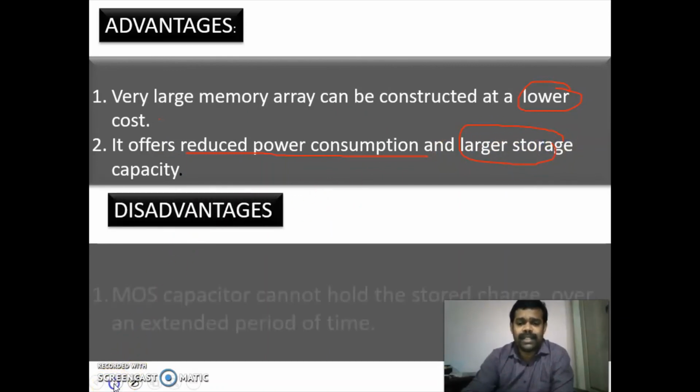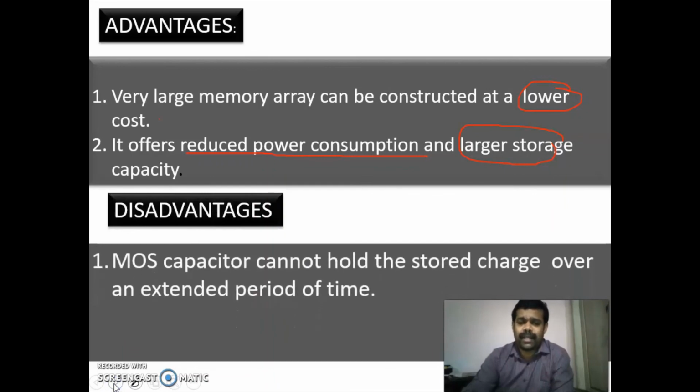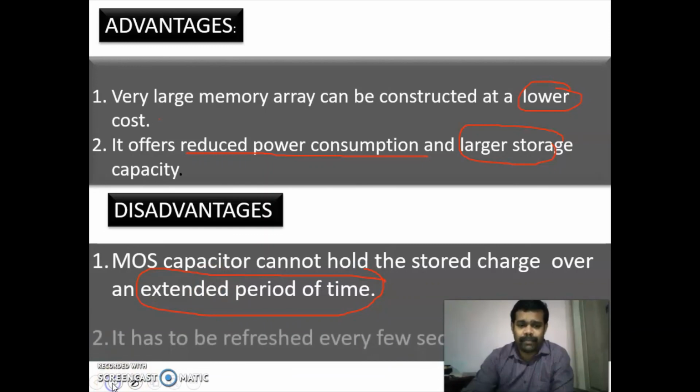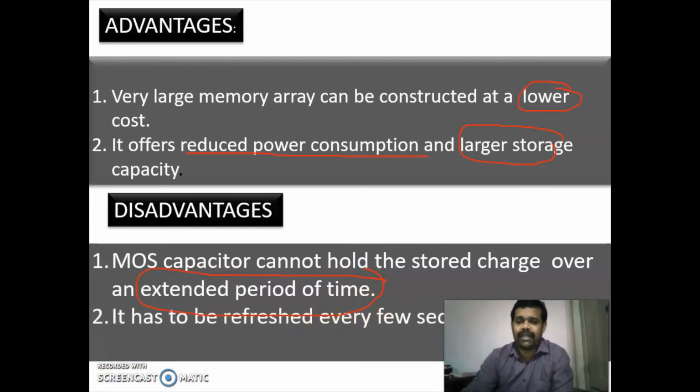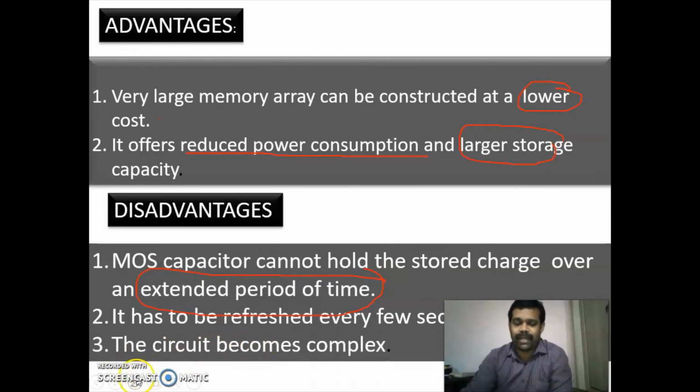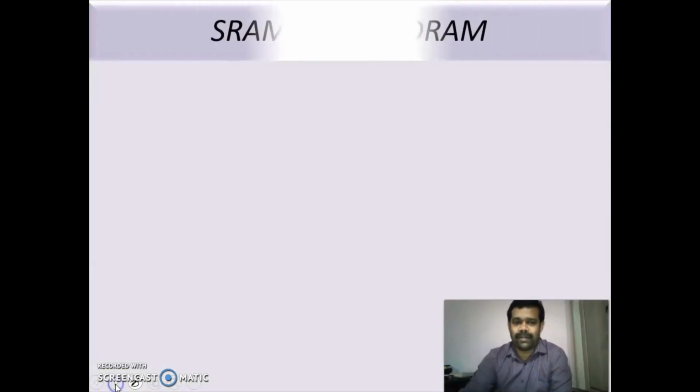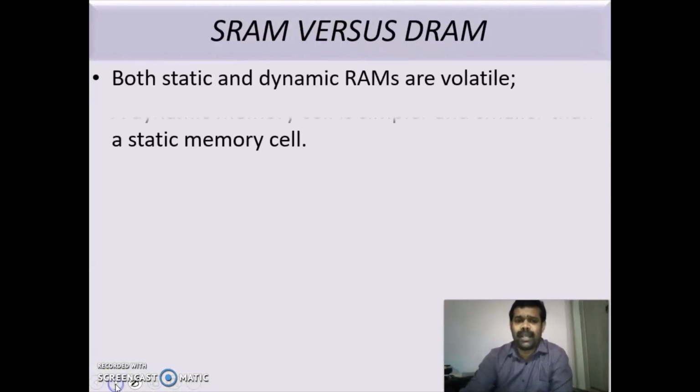Then the disadvantages: the capacitor cannot hold the stored charge over an extended period of time. So it can't store the charge for a long time, and it has to be refreshed every few seconds. This is the disadvantage. We have to refresh the capacitor, only then can we maintain the charge. The circuit becomes complex, so we need three buffers and all. So the circuit is somewhat complex.